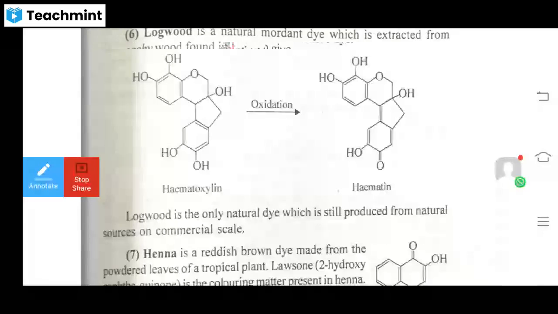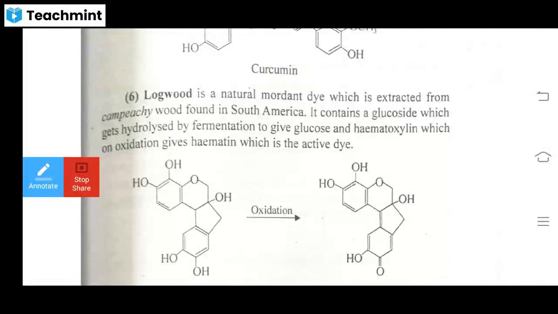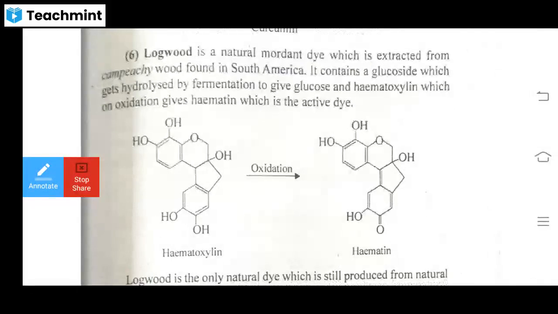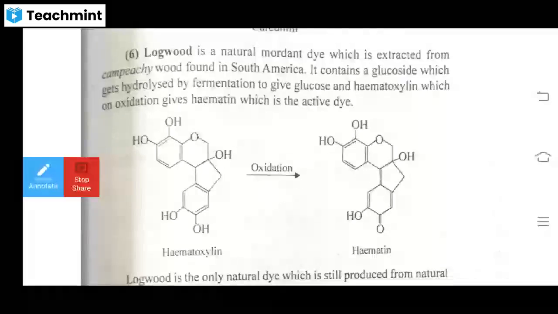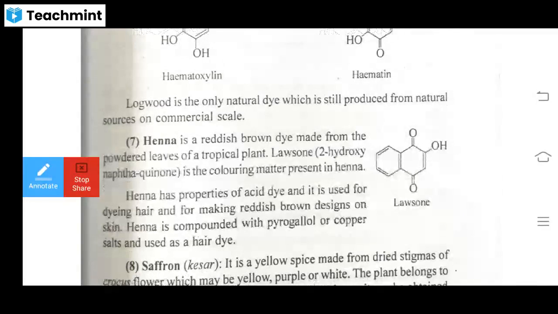responsible for the turmeric. Next is the logwood. In the logwood, it is also one of the natural dyes, natural modern dyes, which is extracted from the Campeche wood found in the South America, and it contains the glycosides which get hydrolyzed to form the hematine as the products. So hematine is the main contents. So logwood is the only natural dye which is still produced from the natural sources on commercial scale.